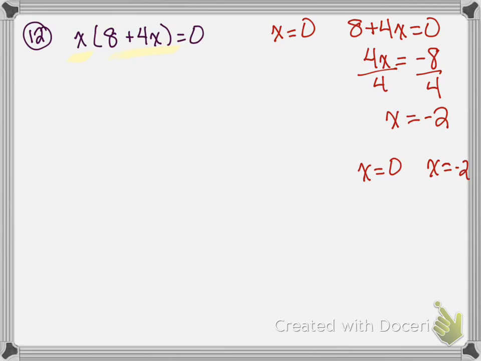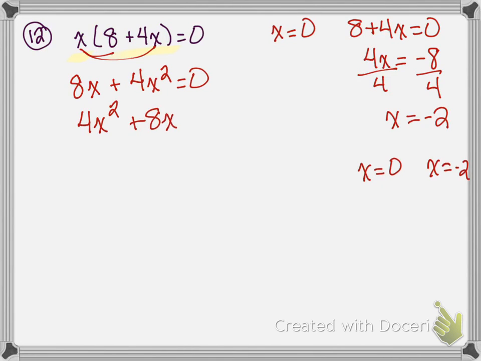You just set it equal to 0, and you've got some math to do on the other side, and that's okay. What many students do is they go ahead and distribute this, so they end up with 8x plus 4x squared. Then they remember, ooh, that 4x squared usually comes first. Completely fine. 4x squared plus 8x equals 0.